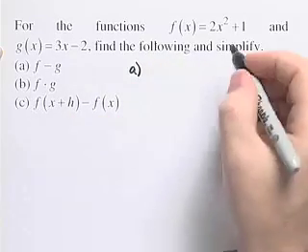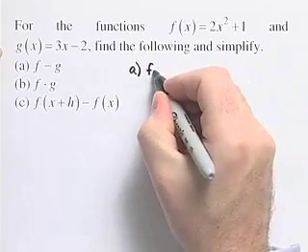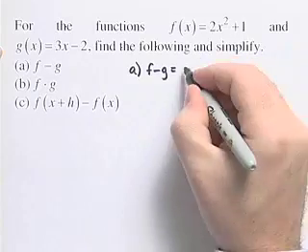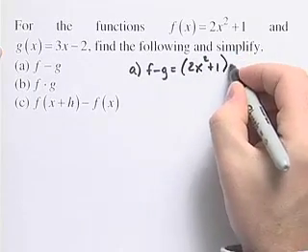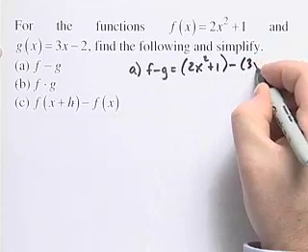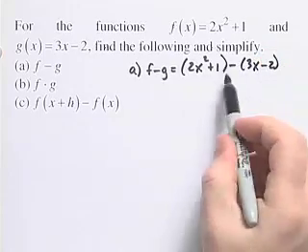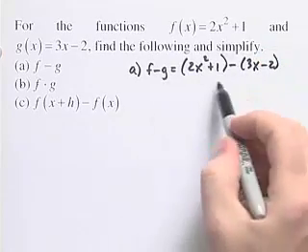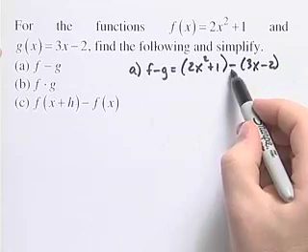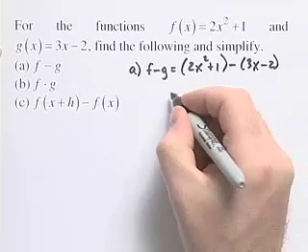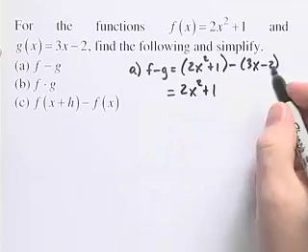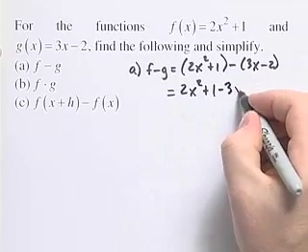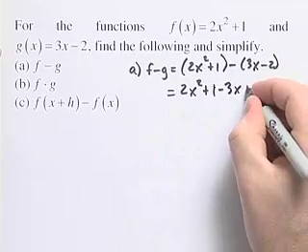For f minus g, we just need to subtract the two functions. So we'll write (2x squared plus 1) minus (3x minus 2). It's important to use parentheses when you write these functions down, especially if you're doing subtraction, so that you remember to distribute the minus sign. So we'll get 2x squared plus 1 minus 3x, and then minus a negative 2, which will be plus 2.